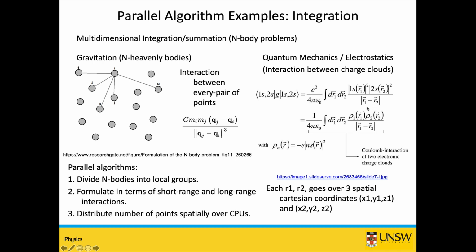So if you have two electrons, each R1 can assume three coordinates, the Cartesian coordinates x1, y1, and z1. And then for electron 2, you have another three coordinates, because these are independent coordinates, x2, y2, and z2. Then you see that this integral easily becomes a six-dimensional integral, an integral over six variables. And then it's very difficult to solve, and particularly if you have to evaluate this over a million grid points, then it becomes really complicated.